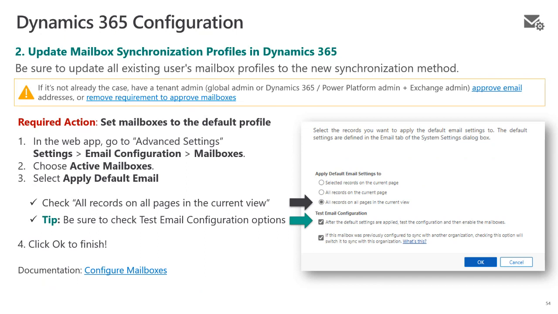And if you want to apply it to all users, you need to check all records on all pages in the current view. And with this extra tip, be sure to check test email configuration options. That way, this will perform a single test to make sure that everything works nicely for your users.